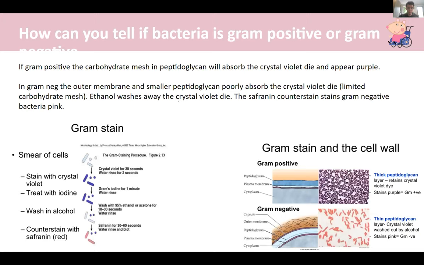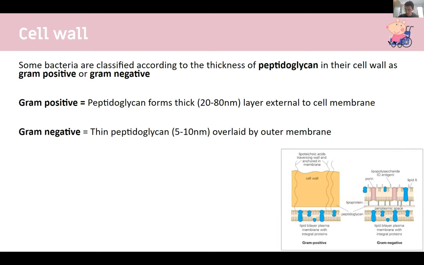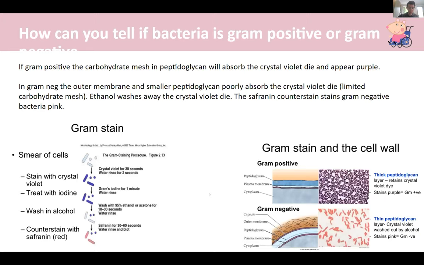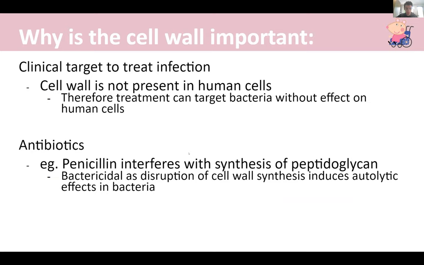How can you tell if a bacteria is gram negative or gram positive? If it is gram positive, the carbohydrate mesh in the peptidoglycan will absorb a crystal violet dye and appear purple. If it's gram negative, there's much smaller peptidoglycan. It's harder to absorb because, as you can remember, it has to pass through all of this stuff to reach the peptidoglycan. So it's not as well retained. It's washed off. Ethanol washes away the crystal violet dye, and the counterstain to this is a pink bacteria. All you really need to remember is gram positive stains purple, gram negative stains pink. I've mentioned this. This will become more relevant when you do particular pharma drugs.